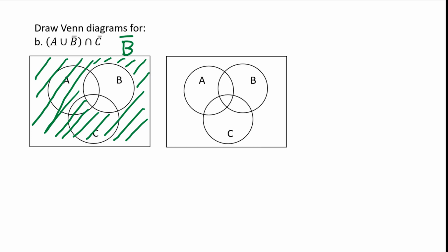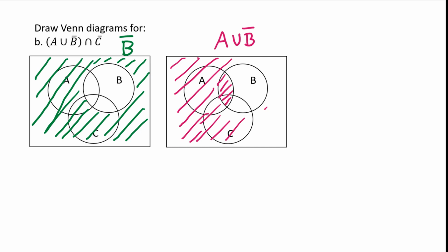Let's build on that to do A union not B. So I'm going to progress to the right, and I want to find the Venn diagram for A union not B. Union means everything that's in A or everything that's in not B. So the only part that was not previously shaded was this one portion of A. But we need to union that, that is, put it together with everything else that was previously shaded. So let's see. We're just going to include the parts of A that were in B previously not included.